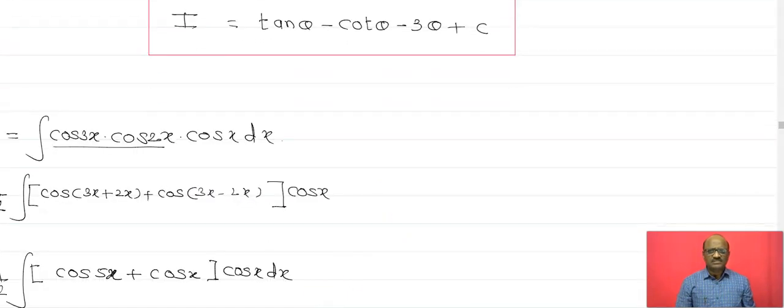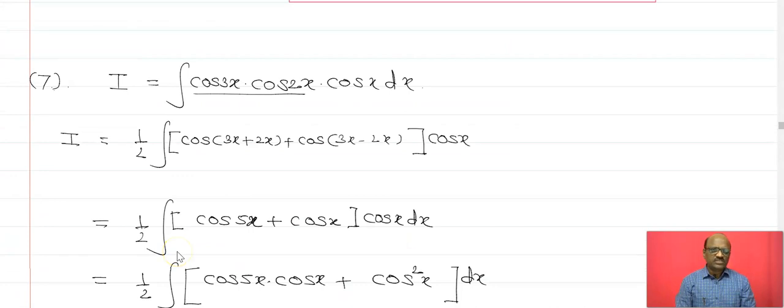Now the next is question number 7: the integral of cos 3x into cos 2x into cos x dx. Now these are three multiplications of the same kind, that is cos a, cos b, cos c, in this manner. First we will apply the formula for cos a into cos b to cos 3x into cos 2x. Then you will get 1 upon 2 integral of cos of 3x plus 2x plus cos of 3x minus 2x, into cos x.